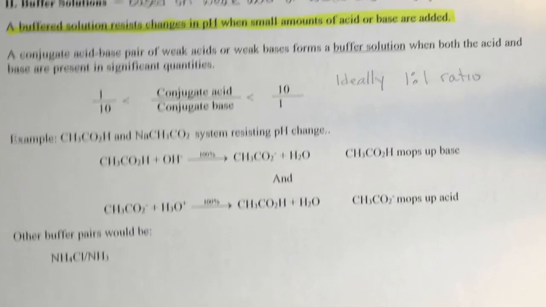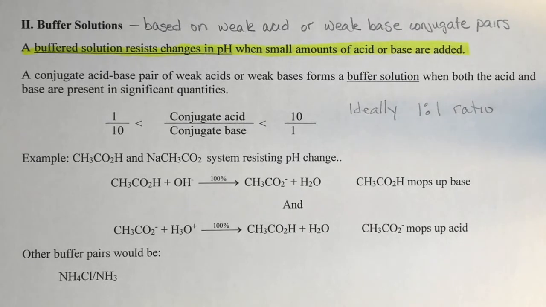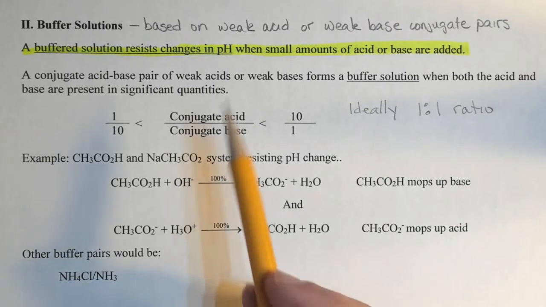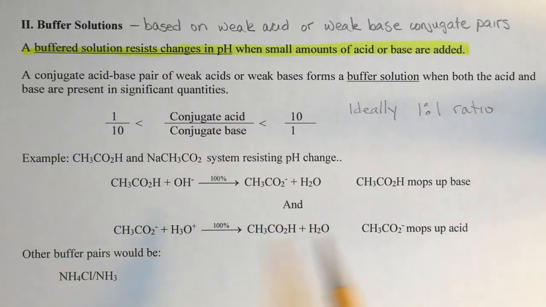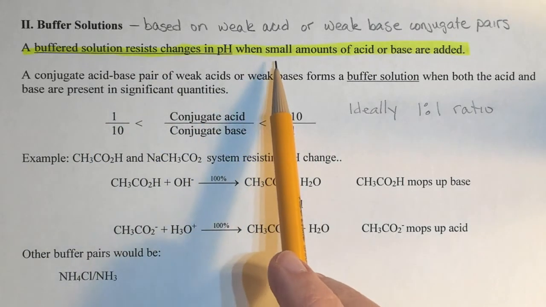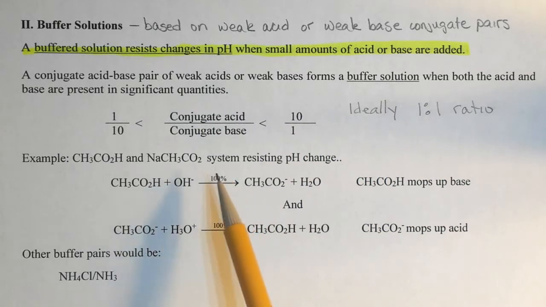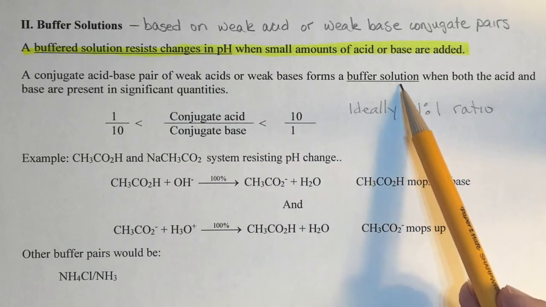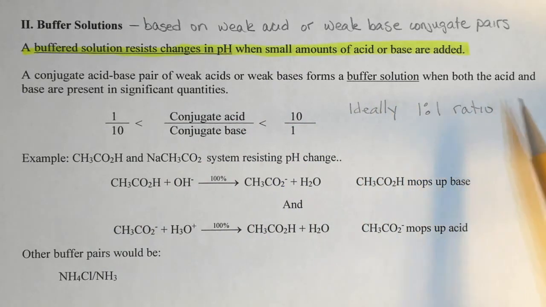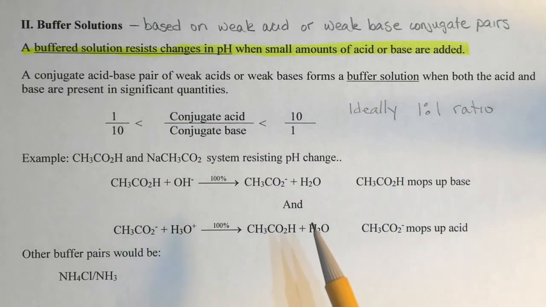Buffer solutions are based on weak acid or weak base conjugate pairs. A buffered solution resists changes in pH when small amounts of acid or base are added. We do this by using a conjugate acid-base pair of weak acids or weak bases to form a buffer solution when both acid and base are present in significant quantities.